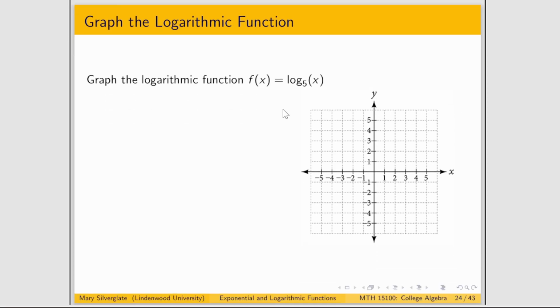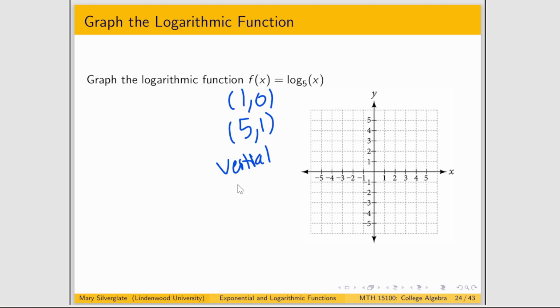Go ahead and pause your video and try either method to graph the function f of x equals log base 5 of x. So in this case, I can think through the same sort of thing. We have the point (1, 0). We have the point (5, 1). If you had formally made the table, hopefully you figured that out too.